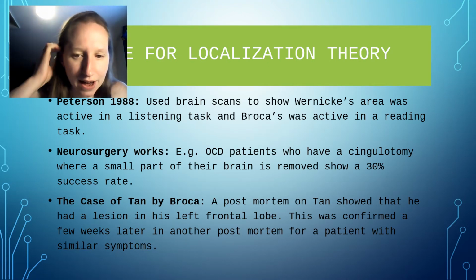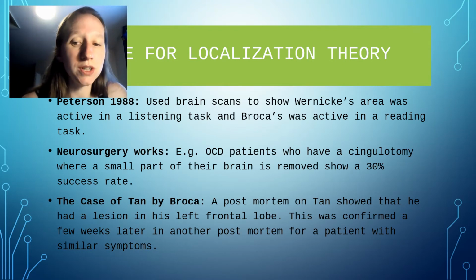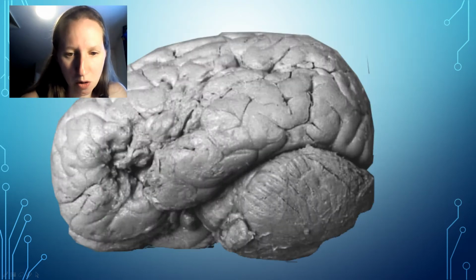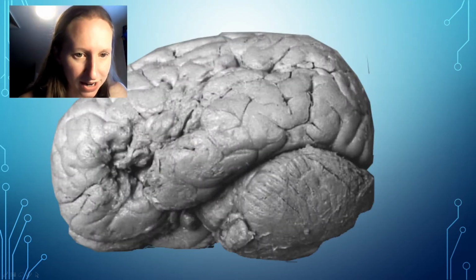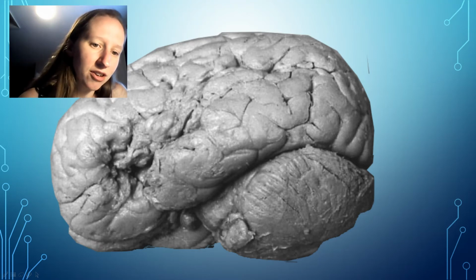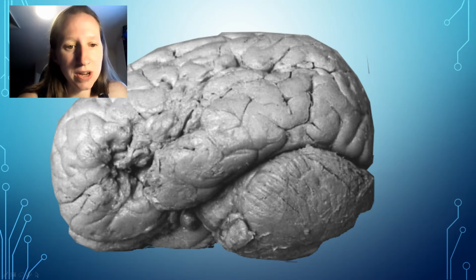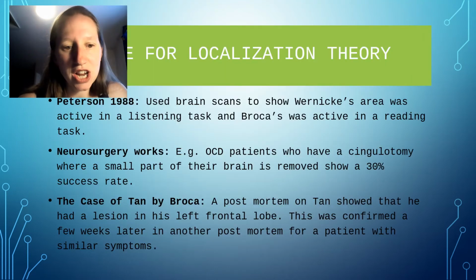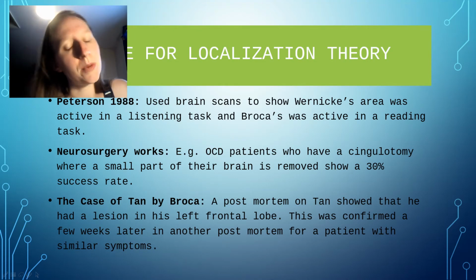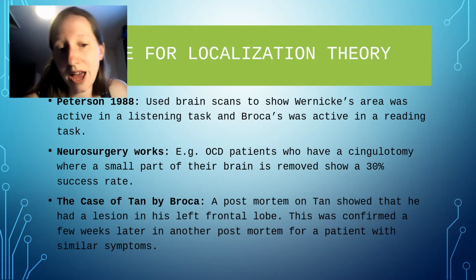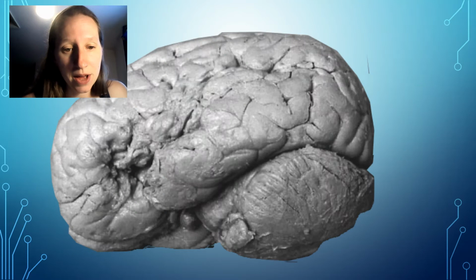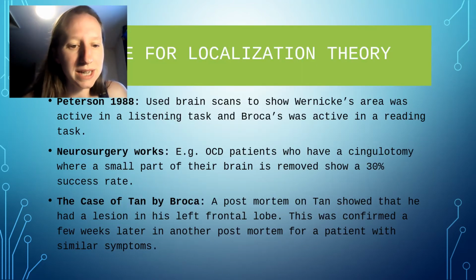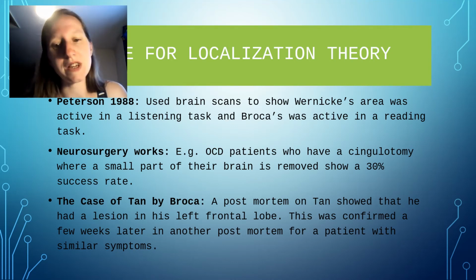After Tan died, Broca did a post-mortem on him and found that he had a lesion in a specific area in his left frontal lobe. Here's a picture of his brain at post-mortem, and you can see quite an obvious lesion where part of the brain has been destroyed. That suggested that the production of speech came from that specific area. And it wasn't just Tan who had this. A few weeks later, another patient with similar symptoms died, and the post-mortem was repeated and the lesion was found in the same place.